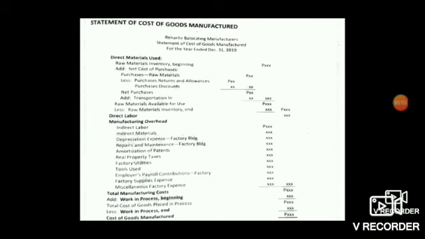Then, next is our work in process beginning. So, ito yung mga account na nakabilang lahat ng work in process or yung hindi pa tapos na production process. So, dito yung mga pending pa lamang or yung hindi pa tapos pero tinatapos na. So, i-add natin ito sa total manufacturing cost para makuha ang total cost of goods placed in process. Then, after that, i-less natin ang work in process end to get our cost of goods manufactured.